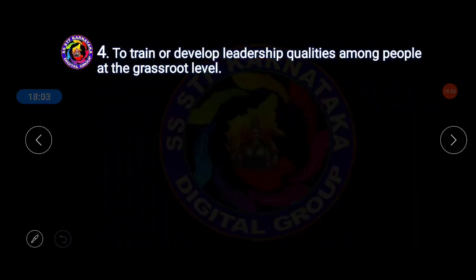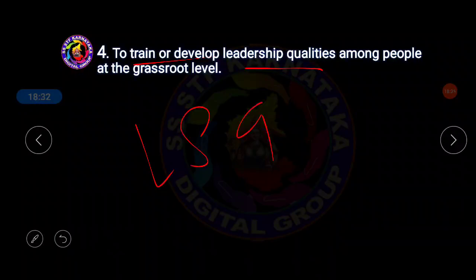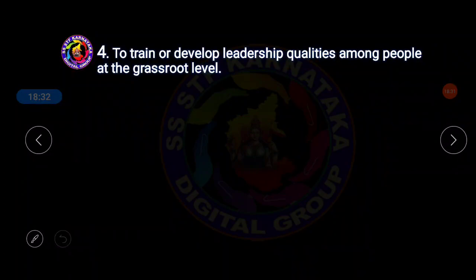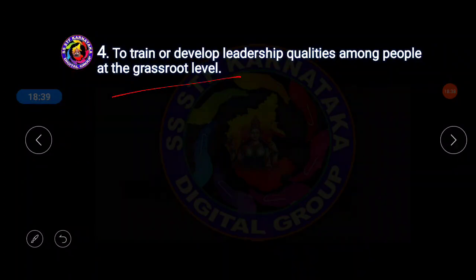And it will train and develop the leadership quality among the common people at the grassroots level. So if people who are living in a village have leadership quality, that will be identified, those qualities will be further developed, and training will be given so that they can become leaders. That leadership quality will be inculcated among the common people with the help of local self-government. Remember, local self-government is very important, especially for the development of the common people at the grassroots level.